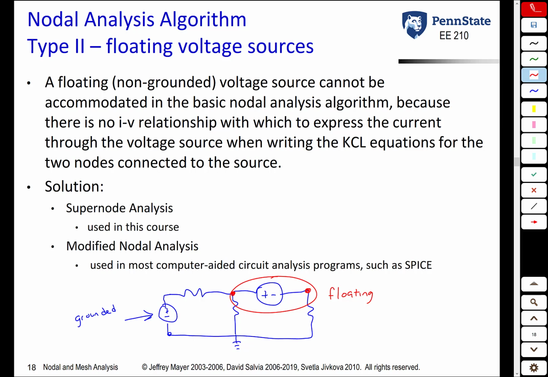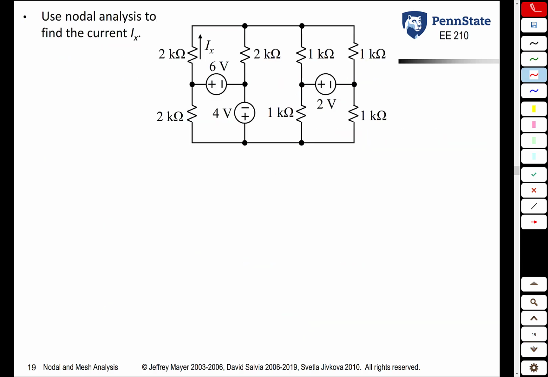So before we come up with the algorithm, let's try to solve a circuit with a floating voltage source so we see exactly what the problem is. So here we have a circuit, and this doesn't look terribly different from the circuits we looked at before until we start trying to solve it. So let's start by defining ground. We have this 4-volt source here, so we better put a ground connected to it to make sure it's grounded.